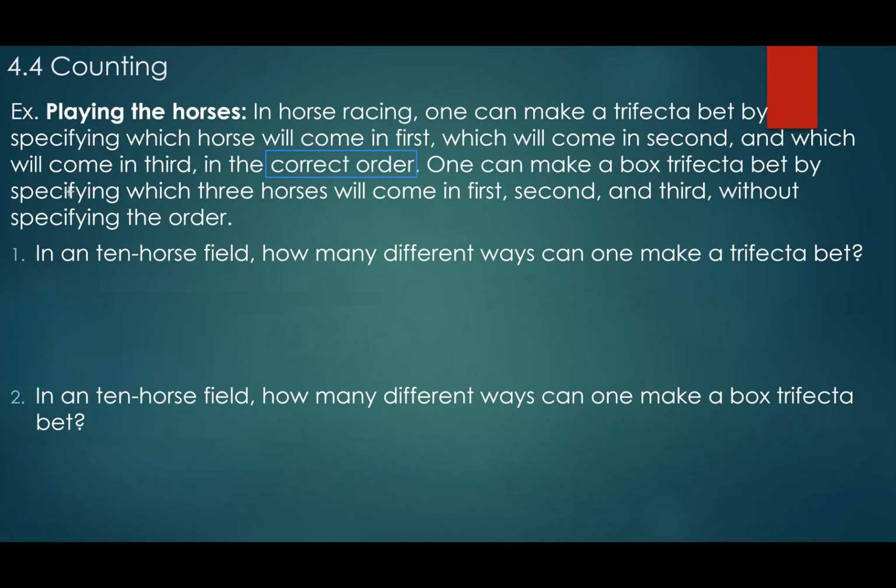on specific, which 3 horses will come in first, second, and third, without the specific order, right? So looking at this, everybody see that for a trifecta, the order matters, because they have to come exactly first, second, and third.